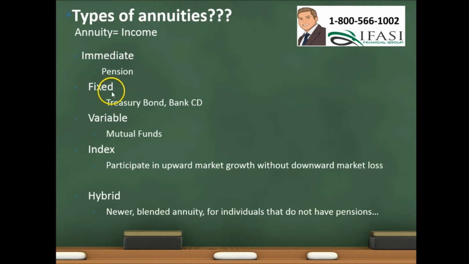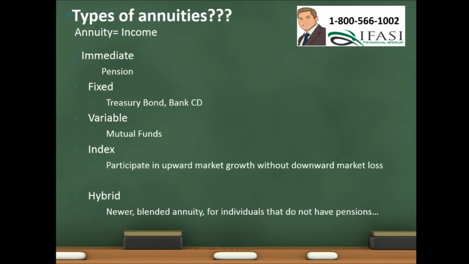The major difference here is a fixed annuity is offered through an insurance company. A bank CD is offered through a bank. An insurance company cannot offer a bank CD. A bank cannot offer a fixed annuity. So they have different reserve ratios there. But I want you to automatically assume a fixed annuity is just like a bank CD or a treasury bond.